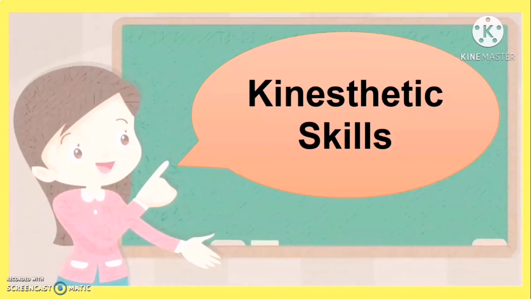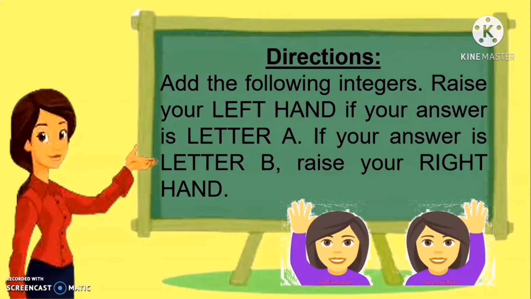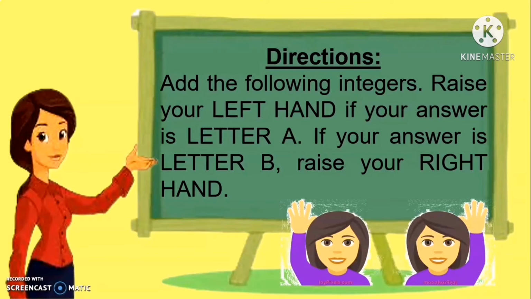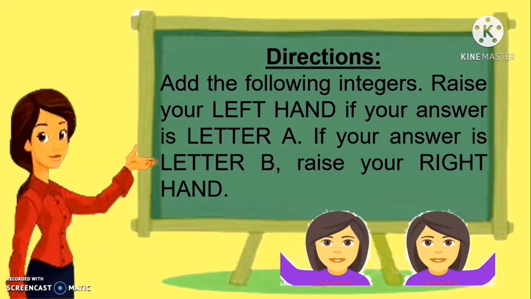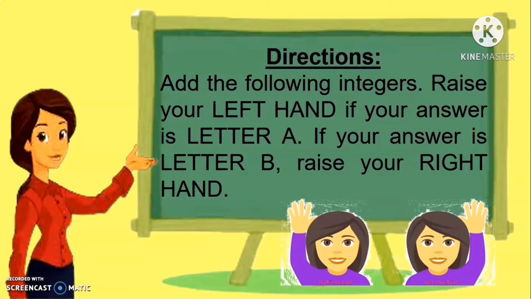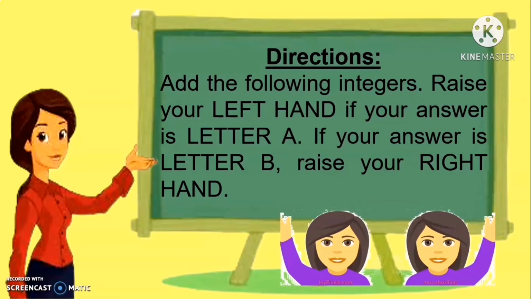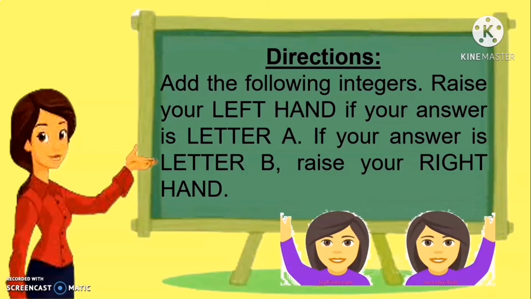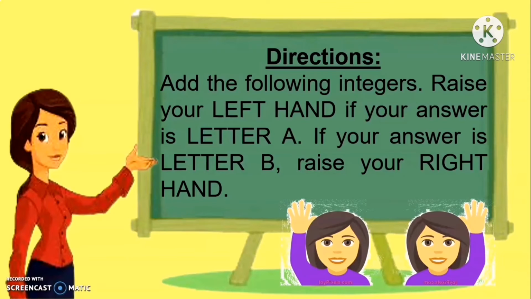Let's get moving by answering more exercises. All you have to do is add the given integers. You are given two options, namely A and B. Option 1, raise your left hand if the sum is in letter A. Option 2, raise your right hand if the correct sum is on letter B. Are you ready to get physical? Physical, I am physical. Let's begin.